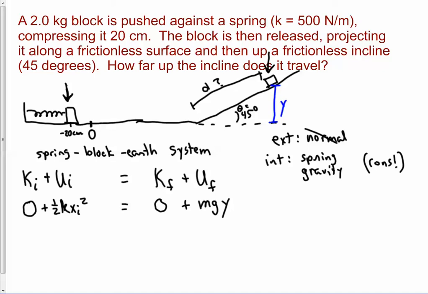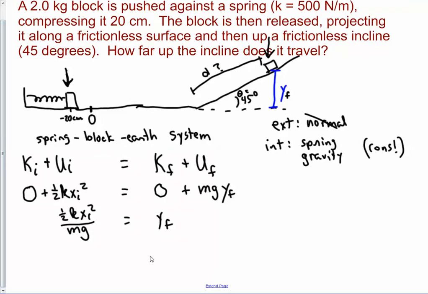So what we can do then is solve this. We have 1/2 kxi squared equals mgy. I'll call it yf because it's the final y. So easy to solve, right? I get yf, and I'm just going to divide by the mg. So I get 1/2 kxi squared divided by mg is my yf. That's so easy.